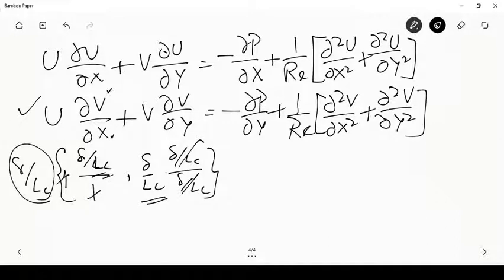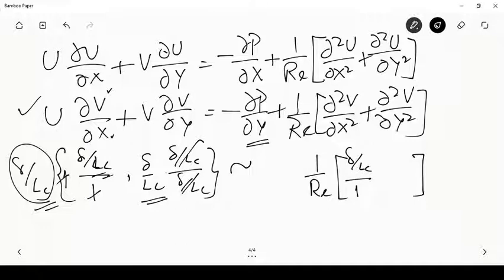Now this is going to be of the order of these terms. So I would say each of these terms on the right hand side is also going to be of the order of delta by LC. So del P by del Y is of the order of delta by LC, that is one thing that I get, and in this term I can write 1 over Re, and this term will be delta by LC divided by 1 squared, and here it will be, this is plus actually, delta by LC divided by delta by LC the whole squared.